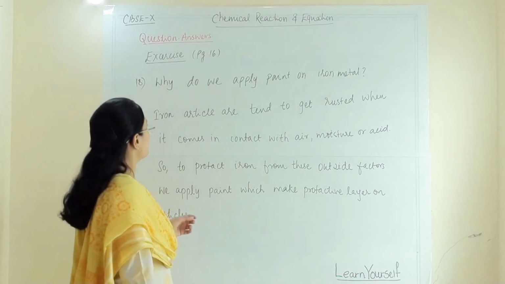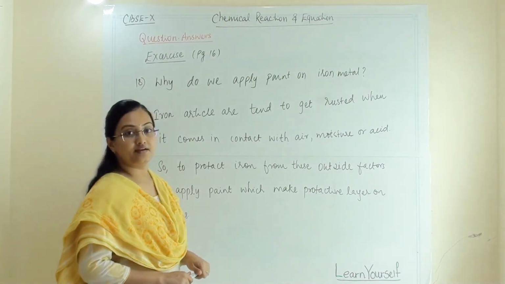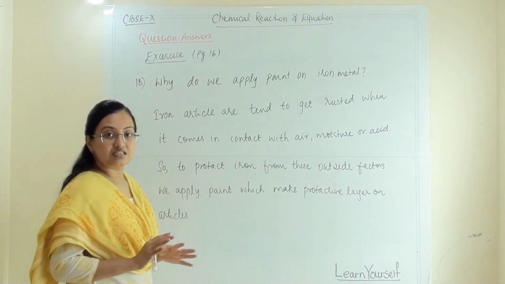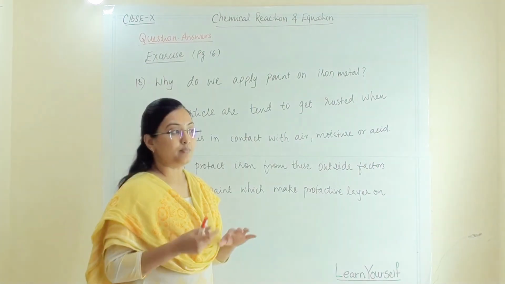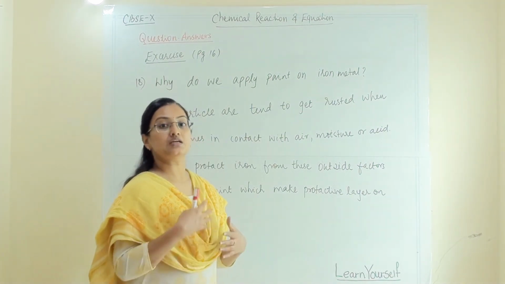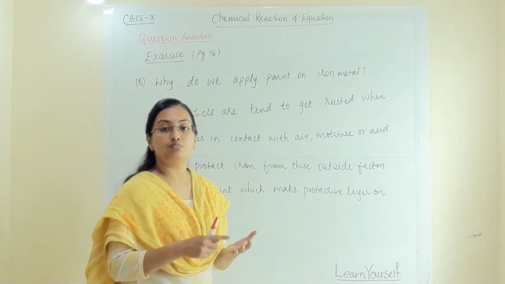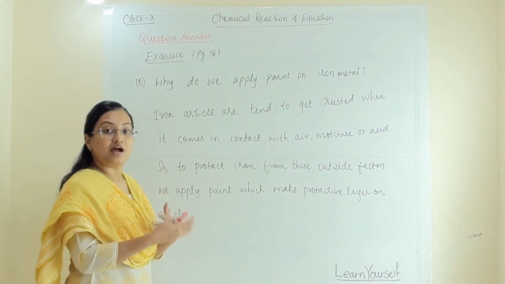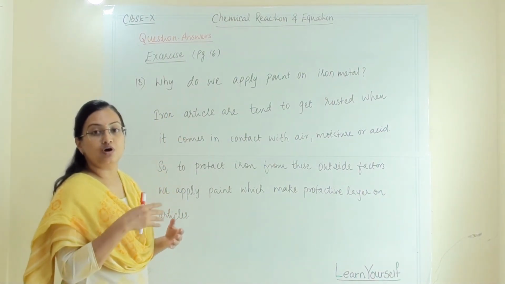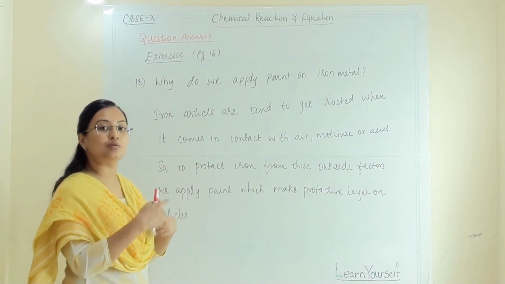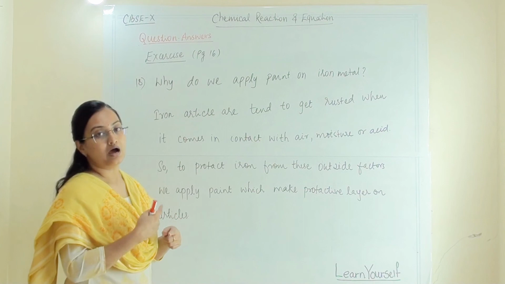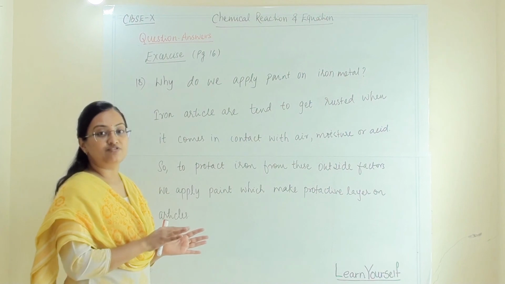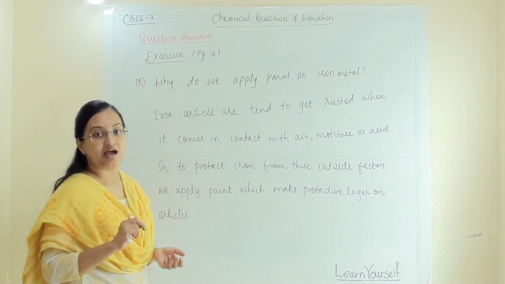The 18th question is, why do we apply paint on an iron article or iron metal? So the answer is, earlier we discussed in corrosion that iron metal will get easily rusted when it comes in contact with air, moisture or acid-like substances. So to protect iron, what do we need to do? We have to apply paint on it. This paint will make a protective layer on the iron article and it will save the iron from outside factors like air, moisture and acid.